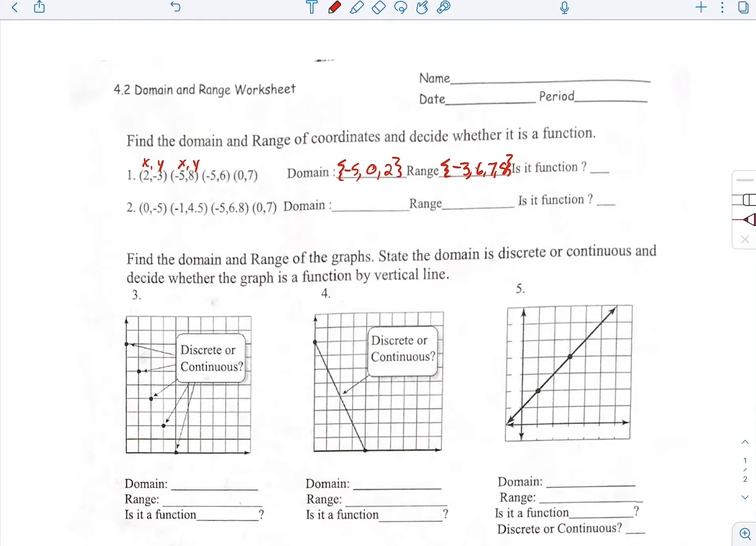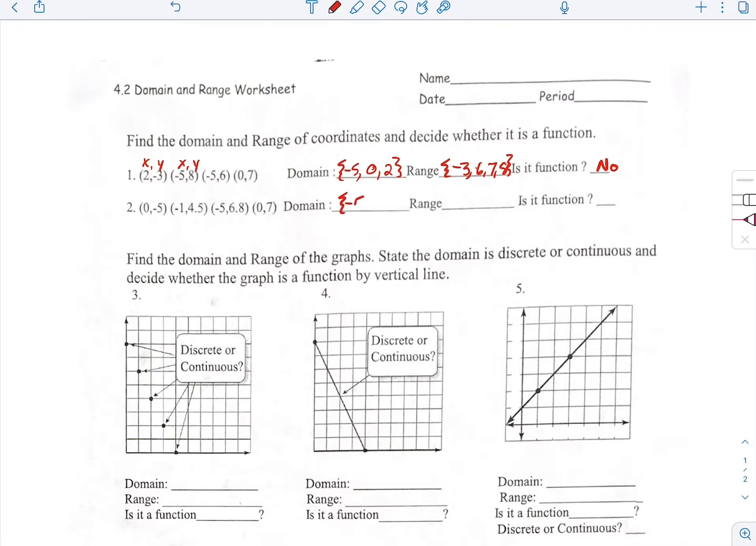And now to determine if it's a function, we have to look and see whether the x's repeat. So it looks like it repeats right here. -5 goes with 8 and it goes with 6. So, is it a function? No.